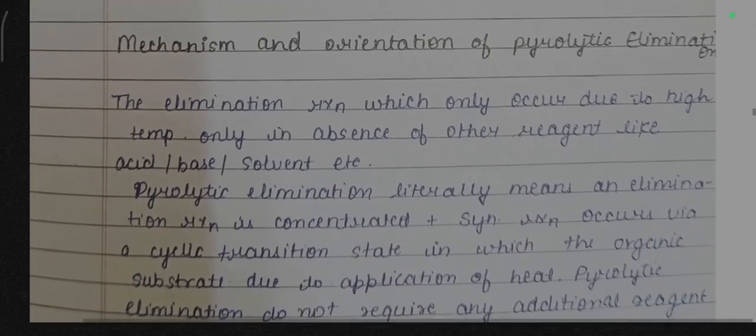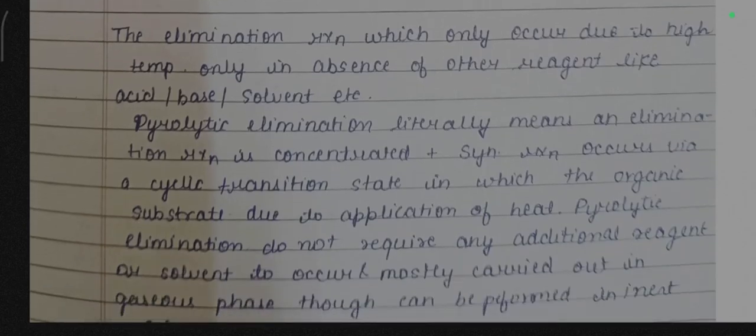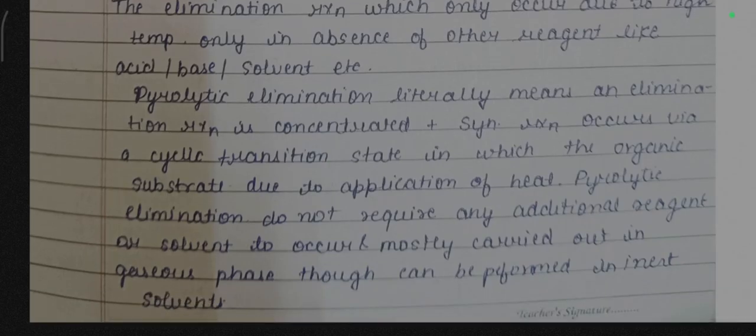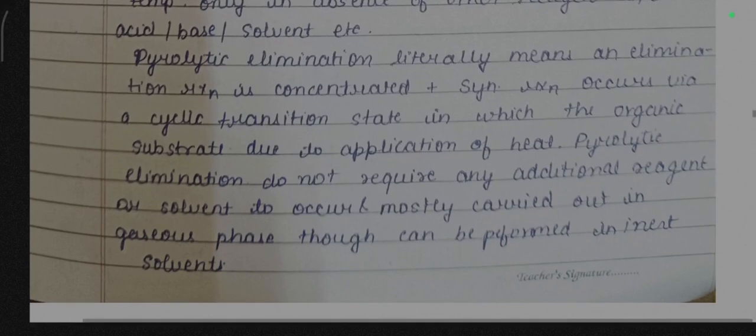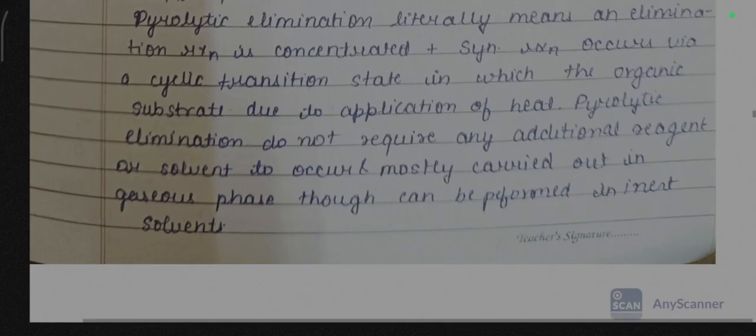Mechanism and orientation of pyrolytic elimination. The elimination reaction which occurs only due to high temperature, in the absence of other reagents like acid, base, solvent, etc. Pyrolytic elimination is a concerted syn elimination reaction that occurs via a cyclic transition state in which the organic substrate is subjected to heat.